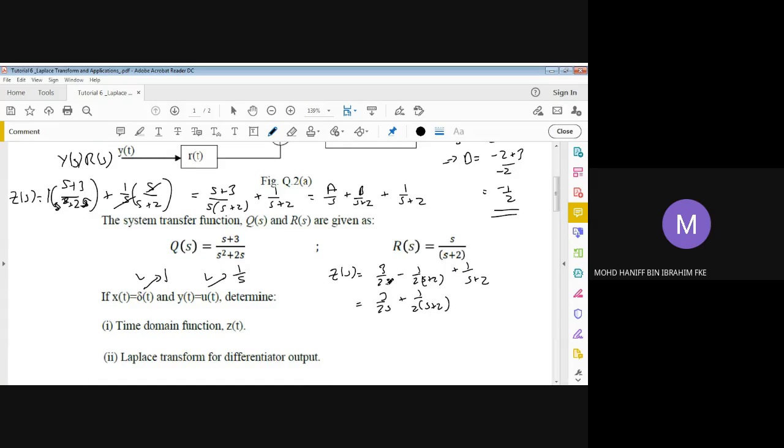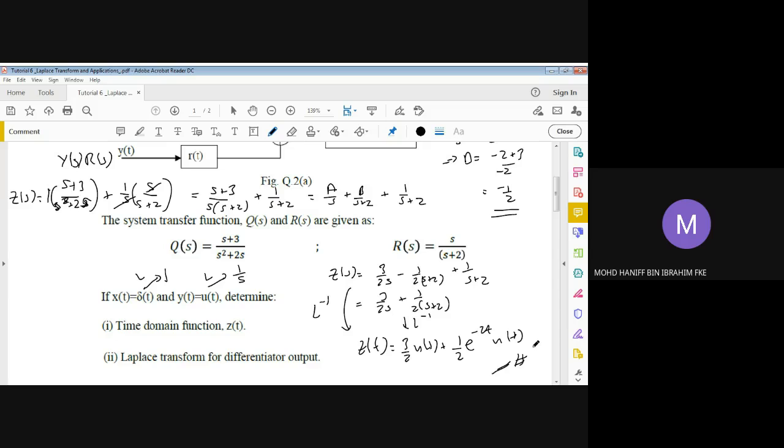So from here, we can find z(t) by using the inverse of Laplace transform. Same thing applied here, use the inverse of Laplace transform. We have z(t) equal to 3 over 2 u(t) plus 1 over 2 exponential of negative 2t u(t). So that should be the answer for your z(t). That answers part 1 of question 1.